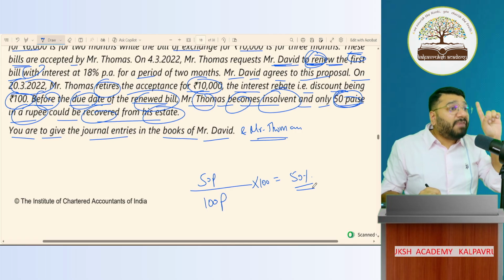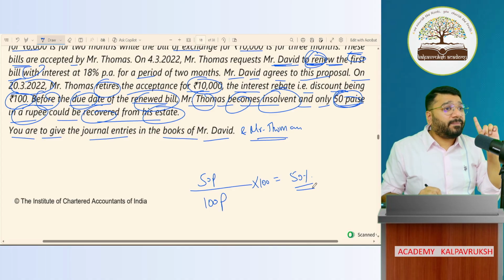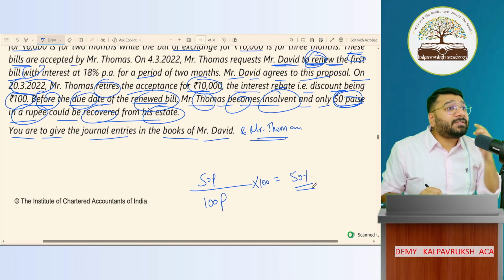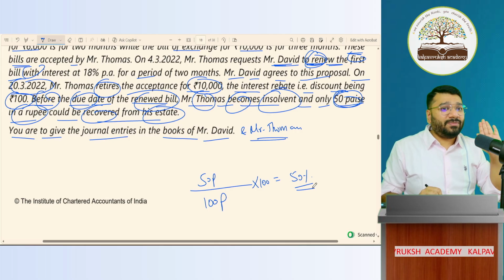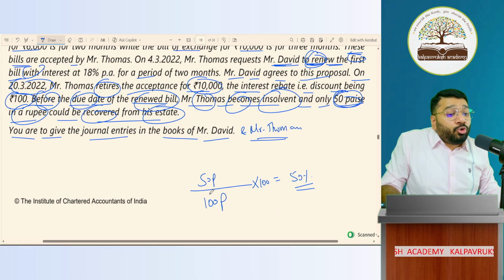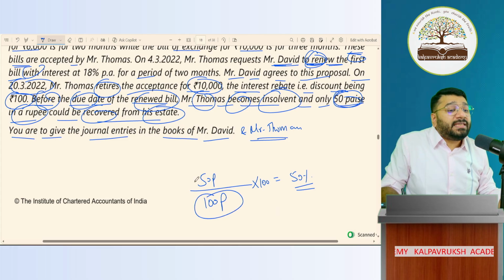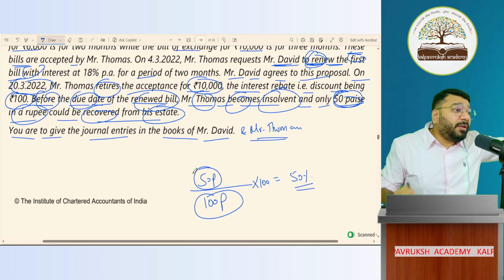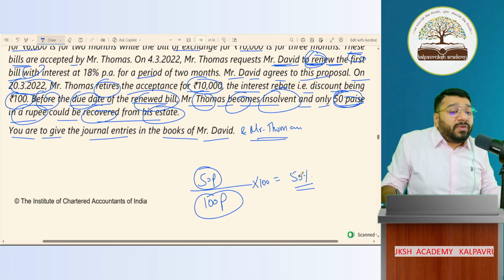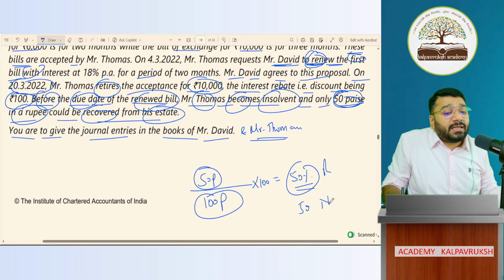Okay. 1 rupee, 100 paise. In 1 hour, how many minutes? 60 minutes. In 1 minute, how many seconds? Okay. People have knowledge of the basics. You are supposed to receive 100 paise. Of that, the official receiver is giving how much? 50 paise is recovered from his estate. Balance 50 paise not recovered. So 50% is recovered, balance 50% is not recovered.